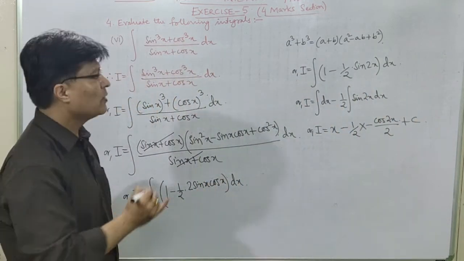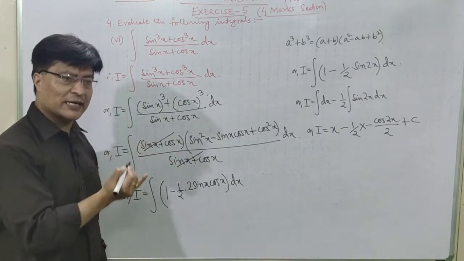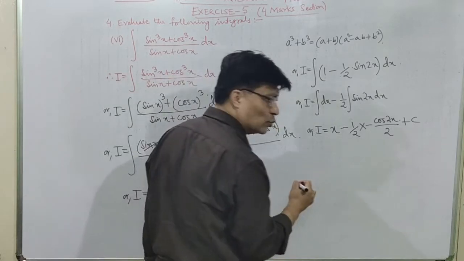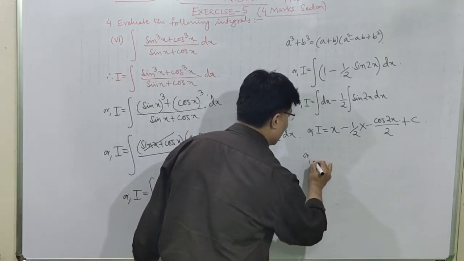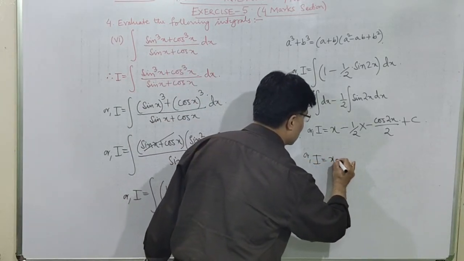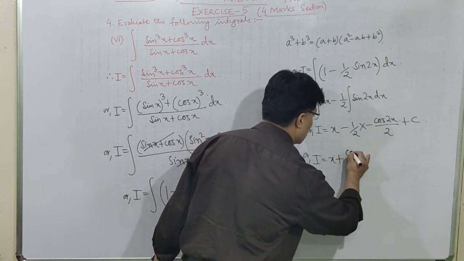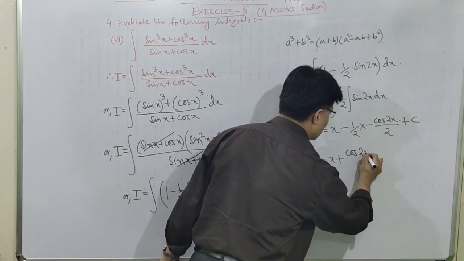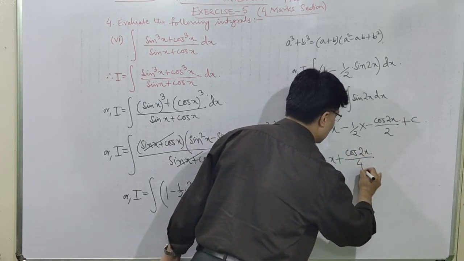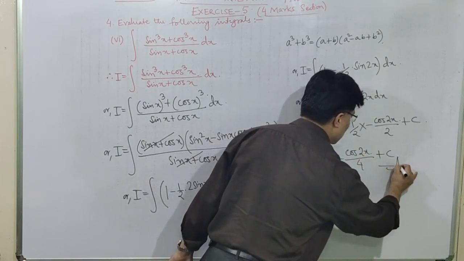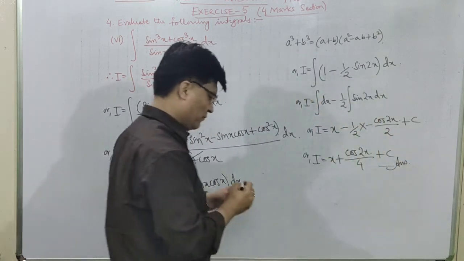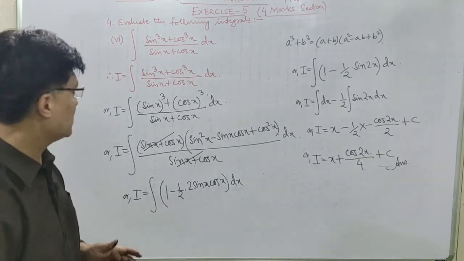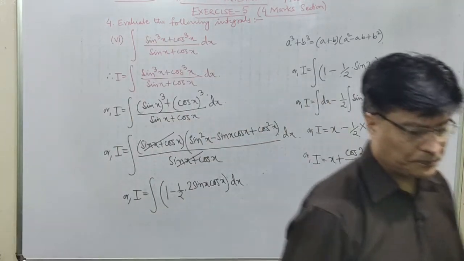Is that clear? So what is the integration of sin 2x? It is minus cos 2x divided by 2, right? So the final answer is I is equal to x, minus into minus, this minus into minus is plus. Then you should write cos 2x divided by 4 plus c. So this is the final answer. So I think you have understood it. So you can copy it. Now we'll do the next question.